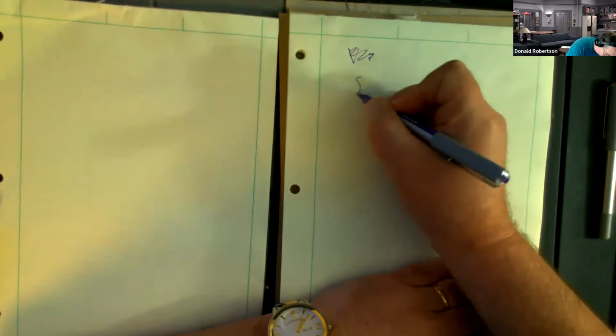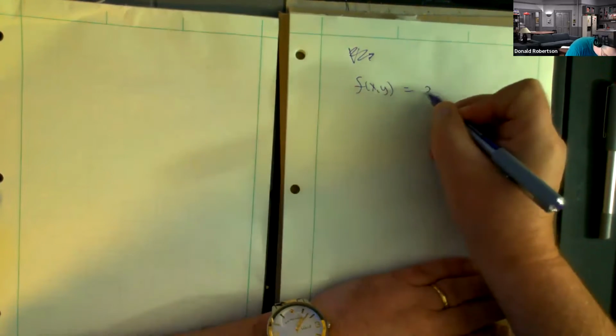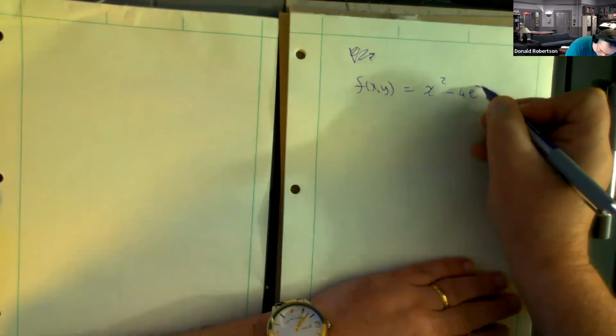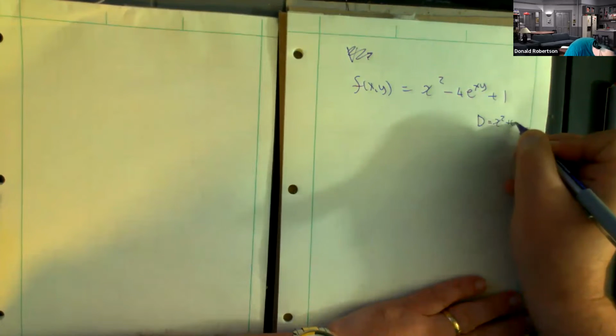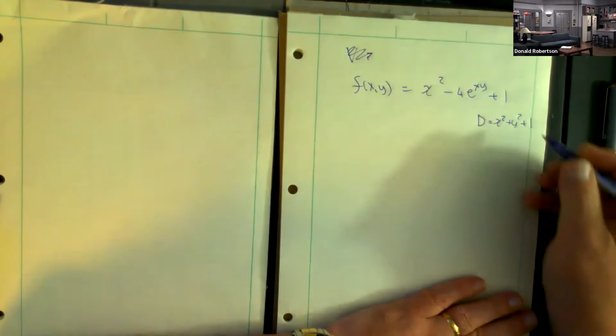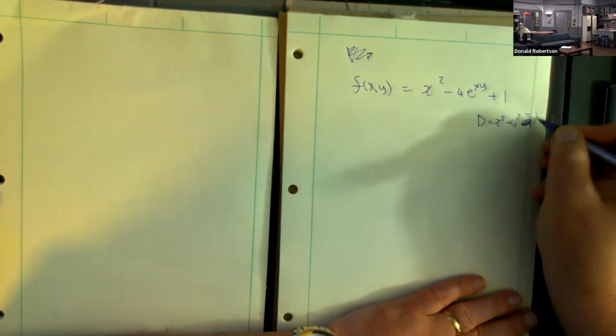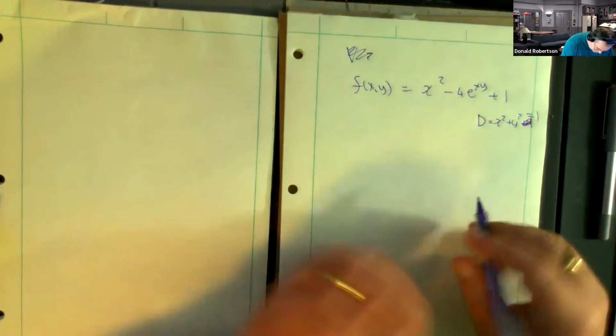Okay, let's have a shape. Let's have a function surface. X squared minus 4e to the xy plus 1, right? And I would like to know the volume of this surface where the region D is described as a circle x squared plus y squared equals 1, right?